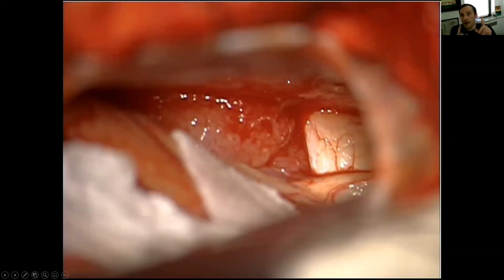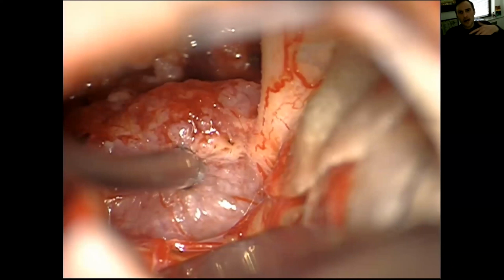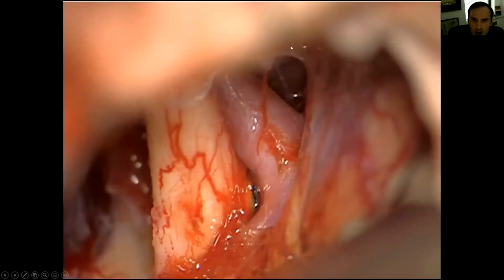And you can see this is through the microscope. So this is the view I'm looking at with the microscope. So I'm looking at the tumor. I'm starting to take the tumor out and work it away from the carotid and from the optic nerve, which you see here on the side. And this is another view of the carotid artery and the optic nerve through the microscope.